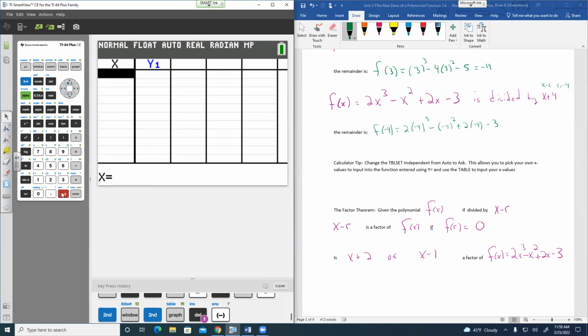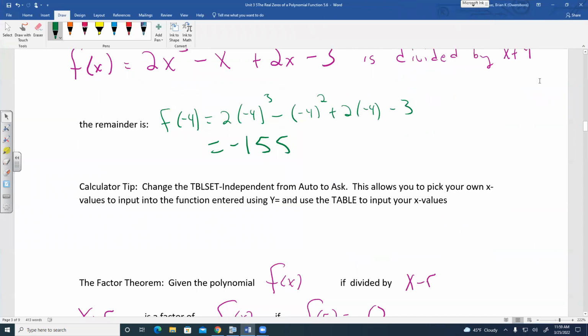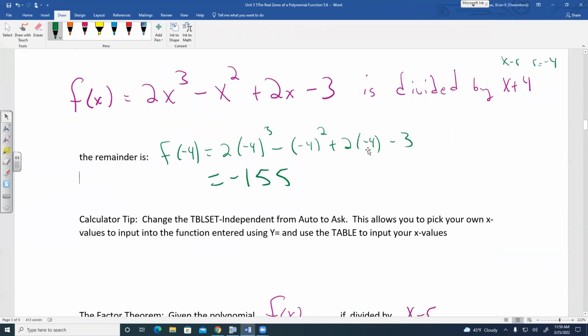So if I put a negative 4 into this function, hit enter, it'll give me my remainder of negative 155 without having to do all that substituting in and doing that by hand. So we end up with this negative 155 as a remainder. So again, that would tell me that x plus 4 is not a factor since I got a remainder. So that's some things we have to be picking up on, is what does that mean? So if you divide by x plus 4 and get a remainder of negative 155, that just means that x plus 4 does not divide evenly into that polynomial.